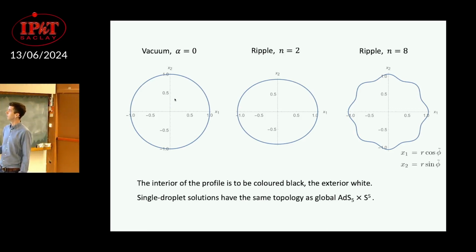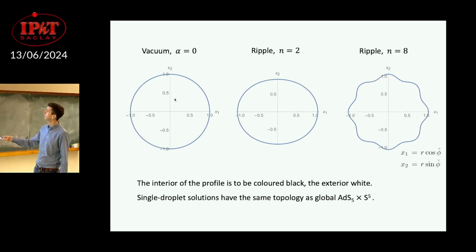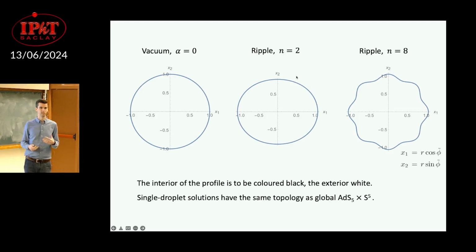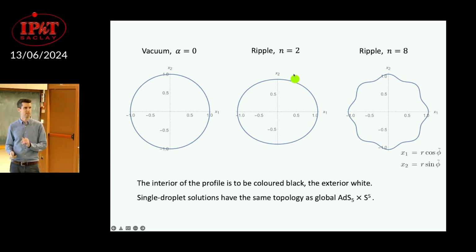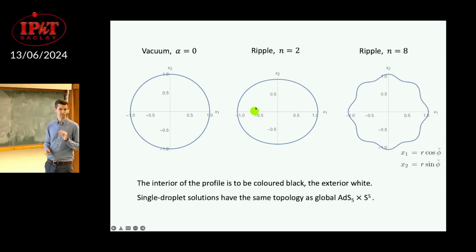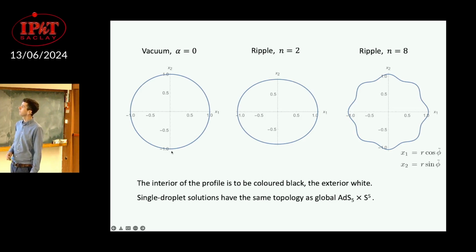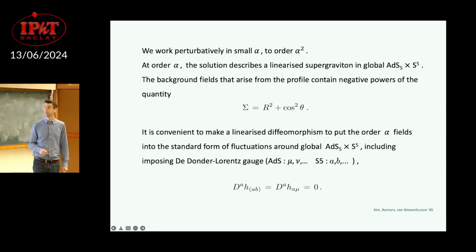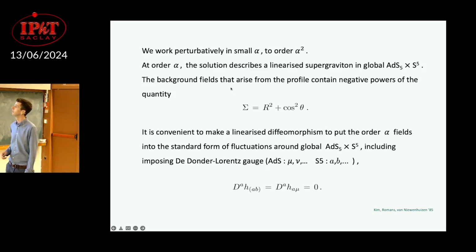I'm interested in this middle solution, which is a ripple deformation, but it doesn't look much like a ripple until I plot, at least for your imagination, the ripples of slightly higher n. So this is n equals 8 here, where you can see it. Here, this looks a little bit more ellipsoidal, but it's not quite an ellipse. It's just the n equals 2 ripple. So we're going to work perturbatively in small alpha, to order alpha squared.